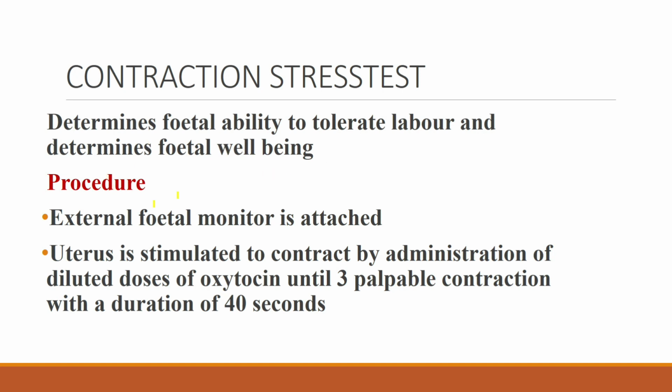The procedure is that an external fetal monitor is attached and the uterus is stimulated to contract by administration of diluted doses of oxytocin until 3 palpable contractions with a duration of 40 seconds. So in the non-stress test, we are not using any drugs, we just place an external transducer and tell the mother to press the button whenever she feels fetal movement, and we check for the fetal heart accelerations. In this contraction stress test, we administer diluted doses of oxytocin until we get 3 palpable contractions with a duration of 40 seconds.